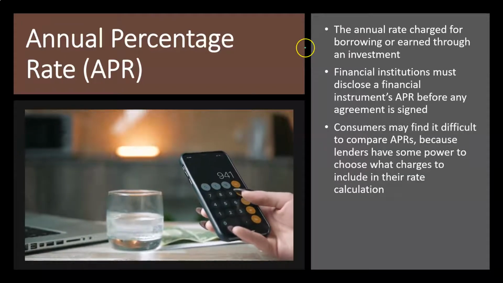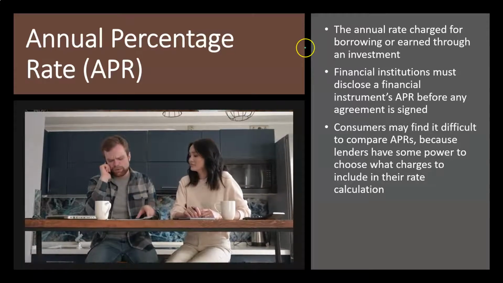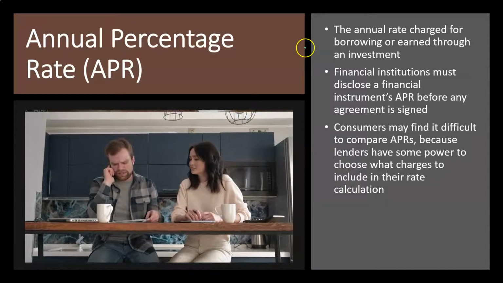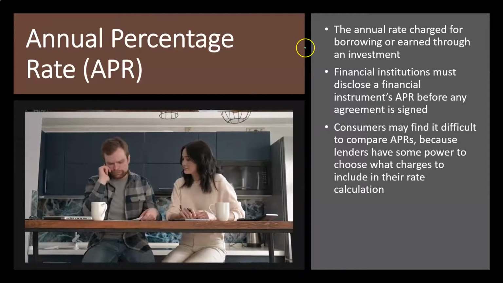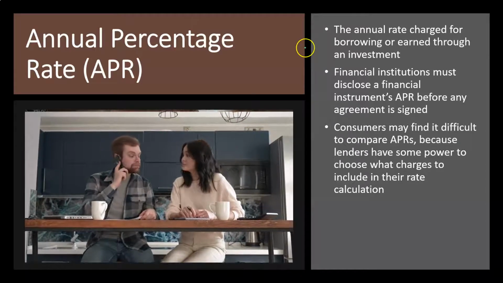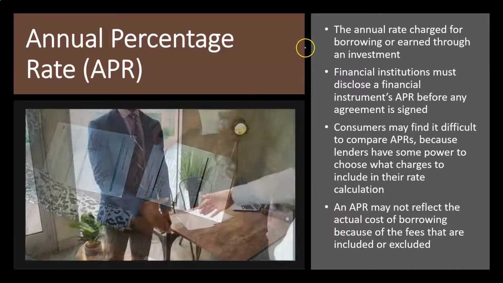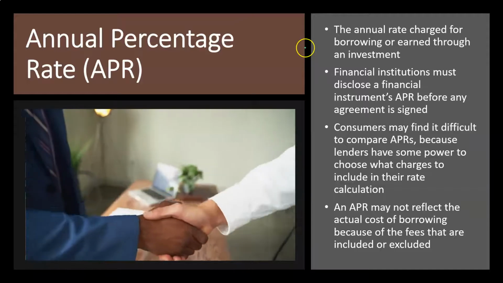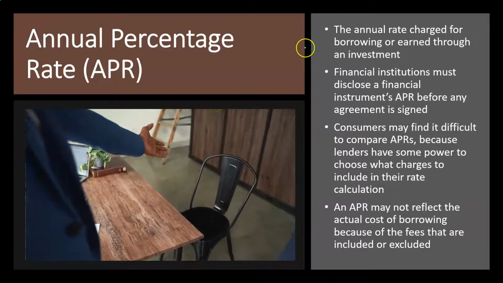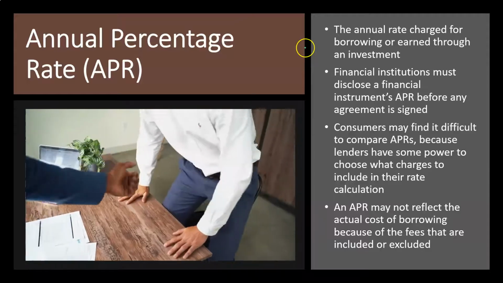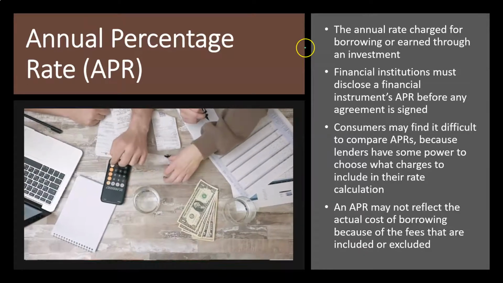But again, there's still some complexities between the different rates, so you still have to be knowledgeable about this to some degree. Consumers may find it difficult to compare APRs because lenders have some power to choose what charges to include in their rate calculation. So again, there's still some flexibility with the APR. So it's kind of another tool. An APR may not reflect the actual cost of borrowing because of the fees that are included or excluded. Another thing with the APR, depending on how it's generated, is that you may include, say, the fees in the APR.